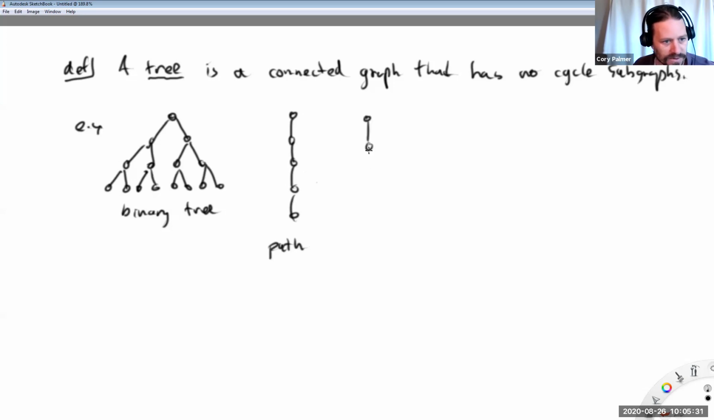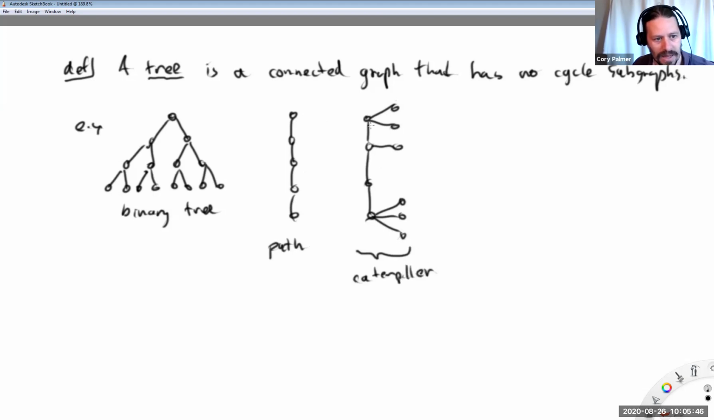Here's another one that sort of resembles it. Let's draw it like this. This has a special name, although I don't use it very often. This is called the caterpillar. What is a caterpillar? It's a path with these additional legs coming off of it, not necessarily the same amount from each vertex, right? If I turn it sideways, it kind of looks like a caterpillar. So sometimes we call it that.